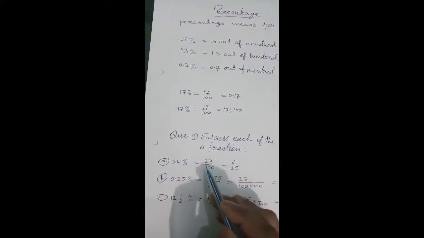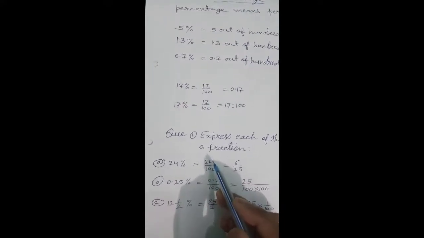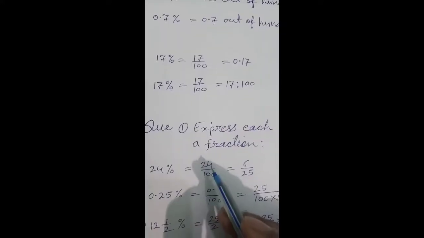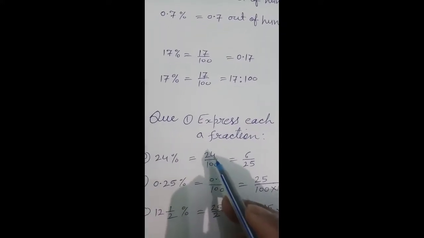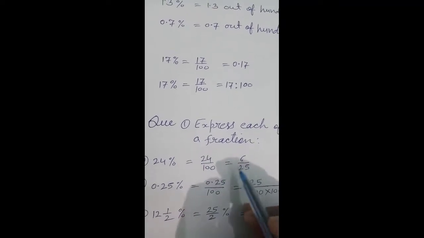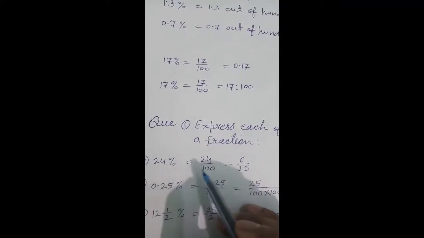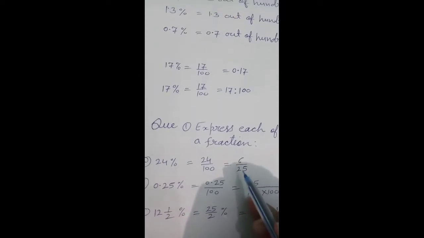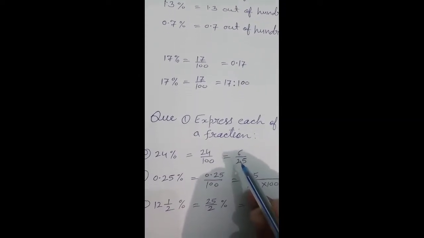Now if you simplify it, you can see that numerator and denominator are both divisible by 4. 4 dividing 24 gives 6, and 4 dividing 100 gives 25. That means 24% is equal to 6 upon 25. Is this clear?